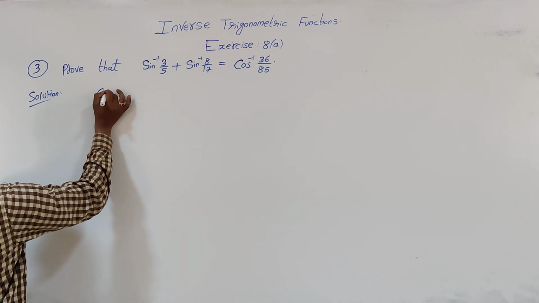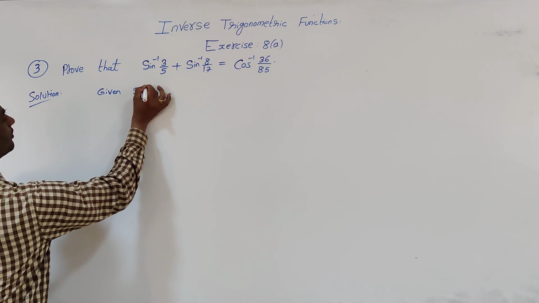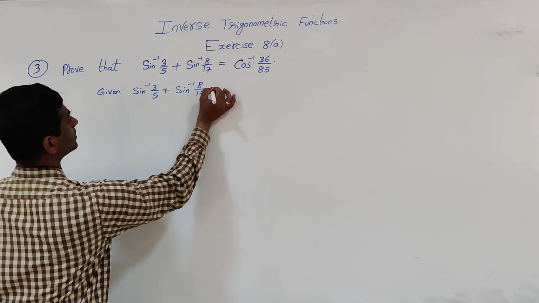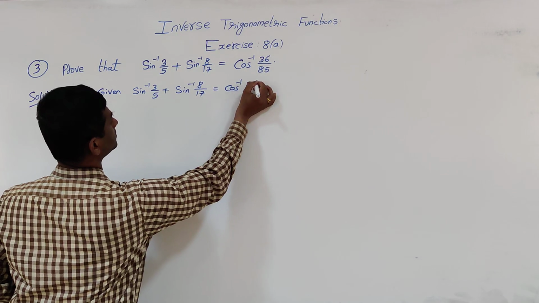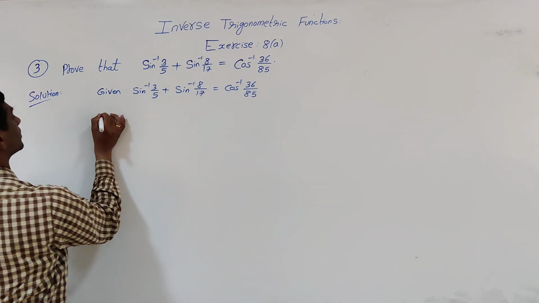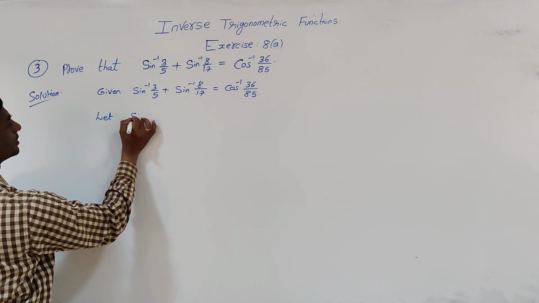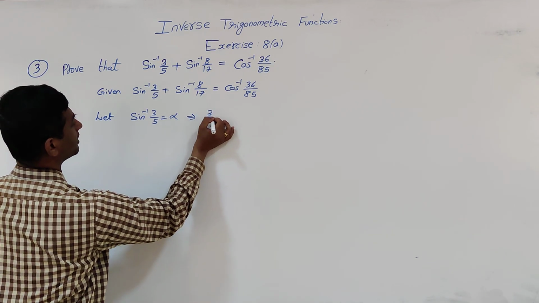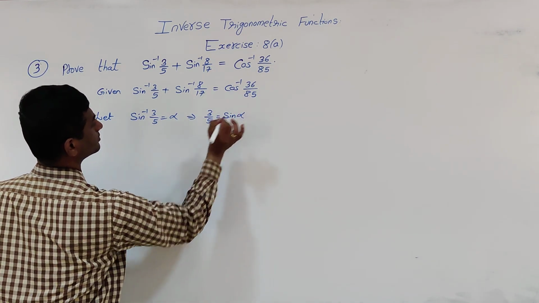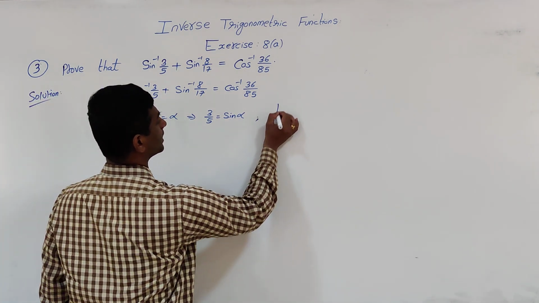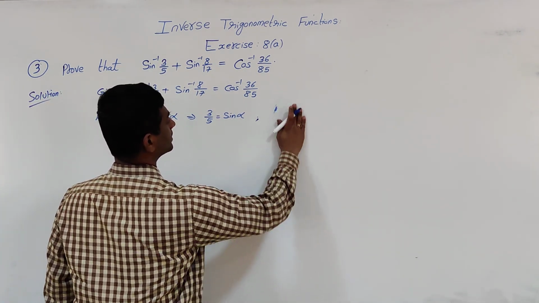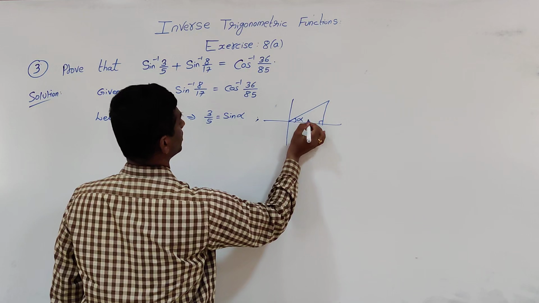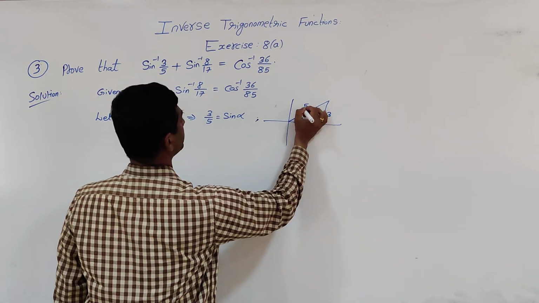Given sin inverse of 3 by 5 plus sin inverse of 8 by 17 is equal to cos inverse of 36 by 85. So let sin inverse of 3 by 5 be alpha, which implies 3 by 5 is sin alpha, and we draw a right angle triangle for alpha. So this is alpha, opposite side is 3, hypotenuse is 5 and this becomes 4.